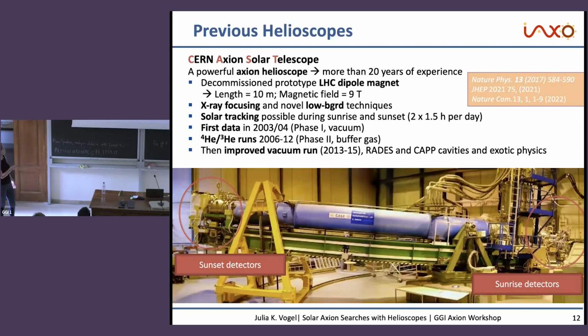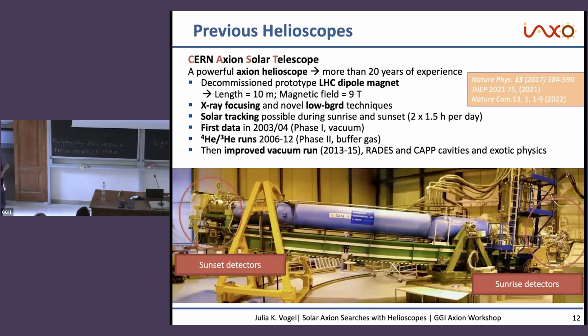So we have 2 bores inside that magnet which allow for axion conversion. And then at each end, we have set up 2 detectors covering these bores. So this side is east. In the morning, the sun would rise here. Axions could come in from this side, be converted inside the magnet and then detected in what we call the sunrise detectors. In order to not have to turn the experiment around, we have detectors on the other side. So in the evening, we do the same in the opposite direction. Solar tracking in principle is possible for 1.5 hours in the morning and 1.5 hours in the evening.